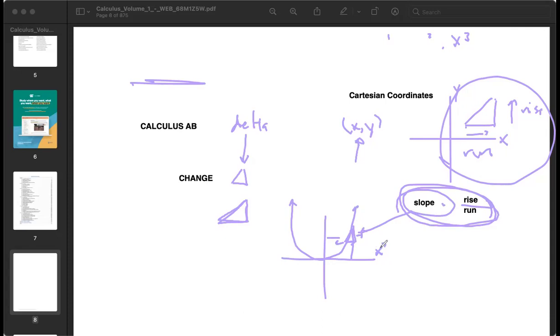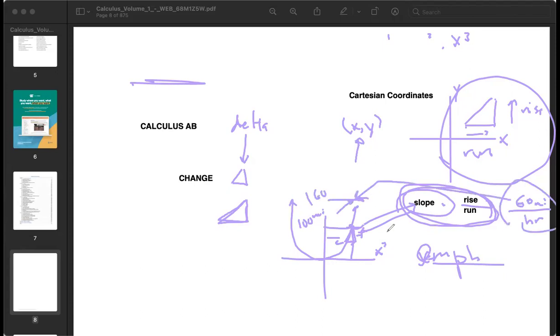In this situation, you can think of this as your miles per hour. So velocity is miles per hour. And if I told you right now you are 100 miles away from home, and then you're driving at 60 miles per hour, where are you going to be in the next hour? You'll be at 160. That's pretty easy to predict or to estimate in terms of that.